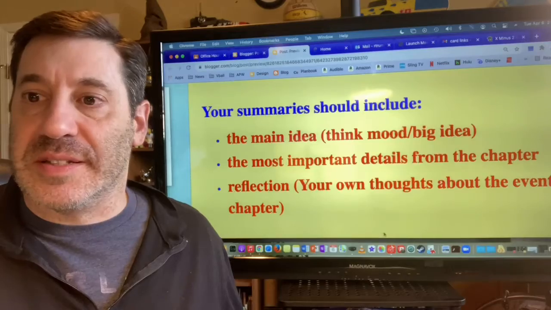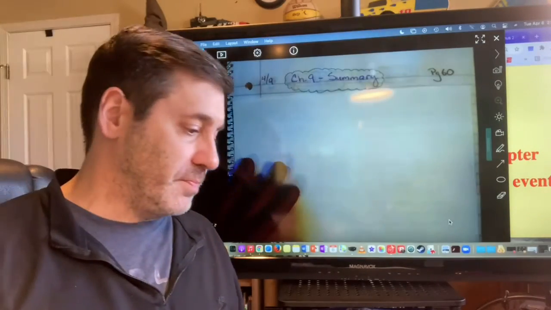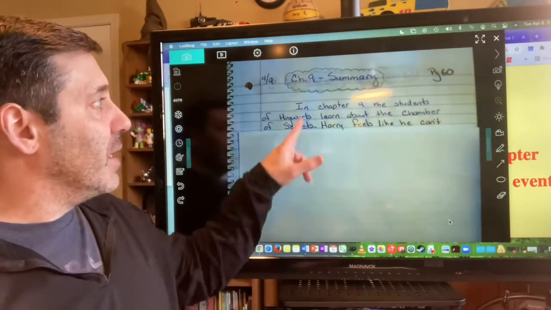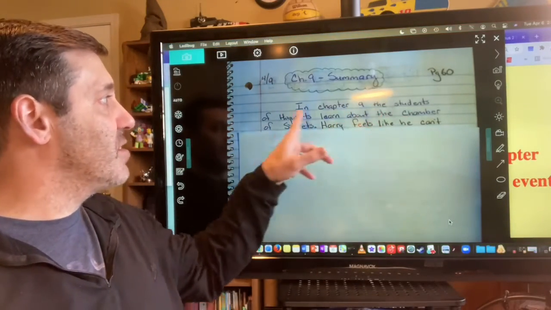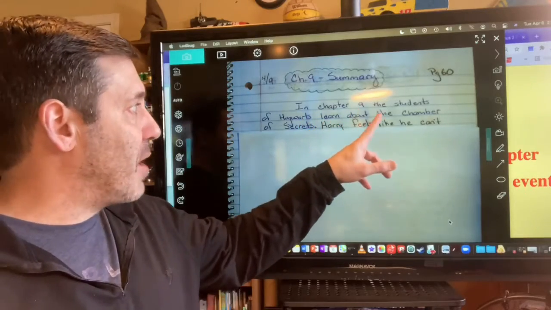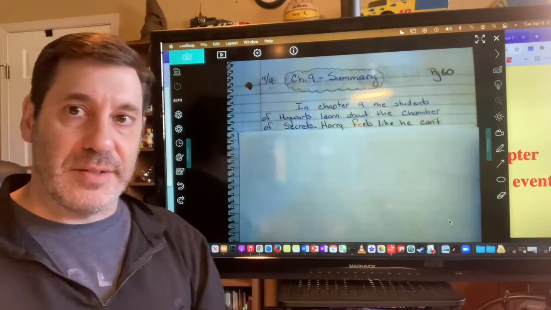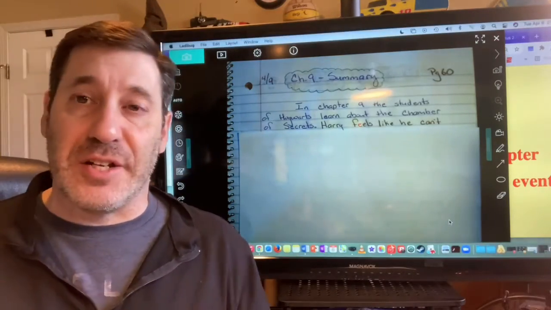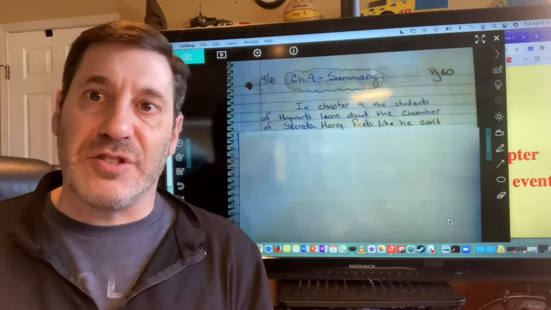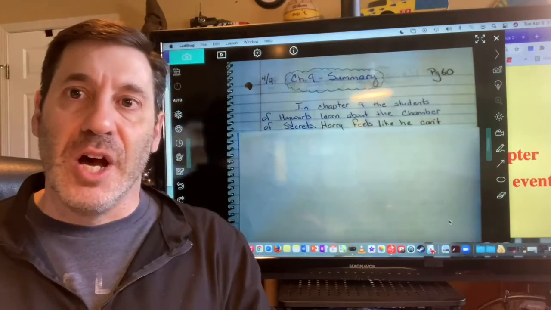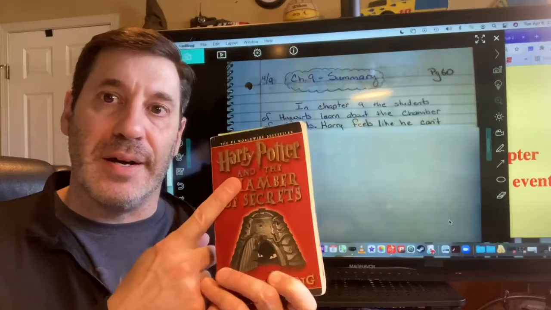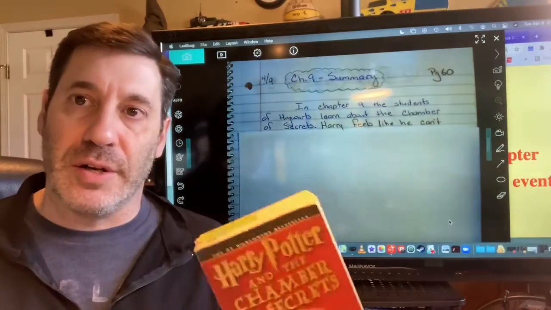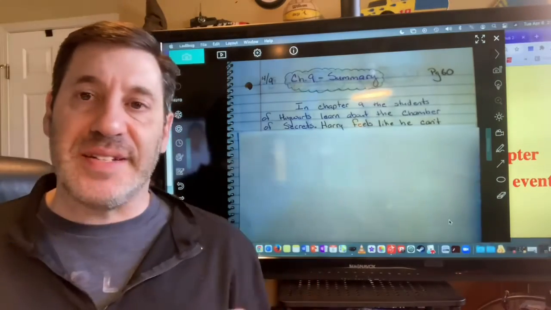Okay, so let's look at my main idea. This is what I wrote. In Chapter 9, the students of Hogwarts learn about the Chamber of Secrets. I really think it's important that somewhere in your topic sentence, your main idea, you include the fact that these students are learning about the Chamber of Secrets. The book is called Harry Potter and the Chamber of Secrets, and it's in Chapter 9 where we learn the legend. And that's the big idea of this chapter.